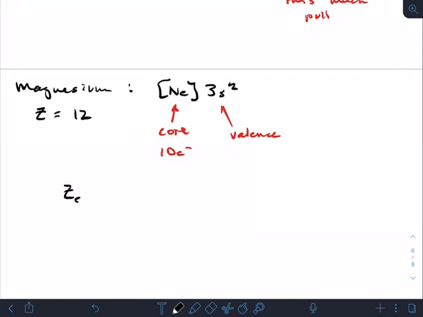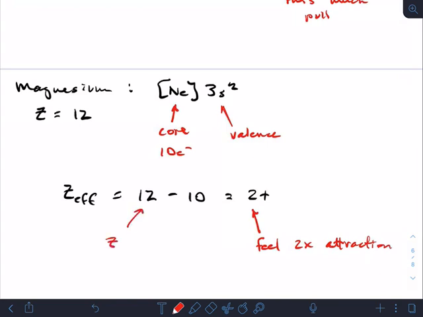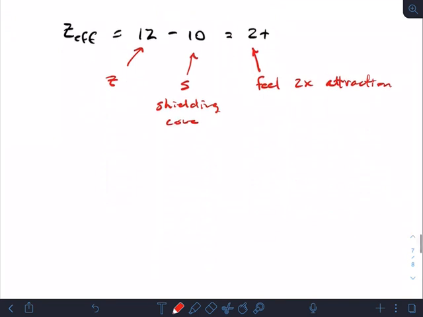And magnesium has an atomic number of 12. So Zeffective for magnesium is the atomic number, which is 12, minus the 10 core electrons, which gives us a Zeffective of 2 plus. So the magnesium valence electrons feel 2 times the attraction of the one in hydrogen. If that attraction between the nucleus and the outer electrons is stronger, that means everything gets pulled in closer to the nucleus, and we end up with a smaller radius. Okay? So this is our Z, and this is our S. Shielding core. Sounds like something out of some sort of medieval movie.